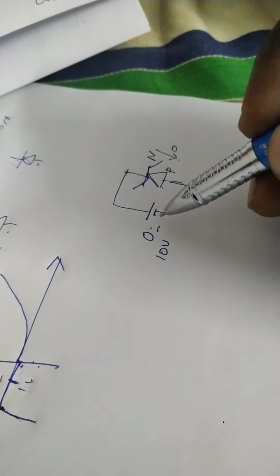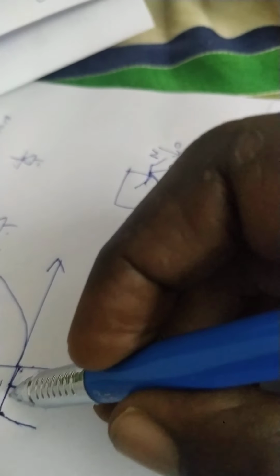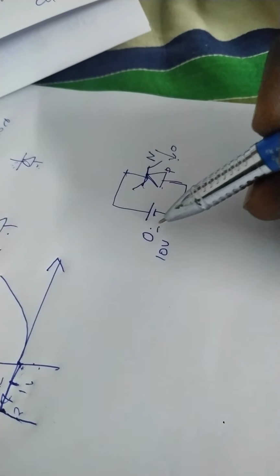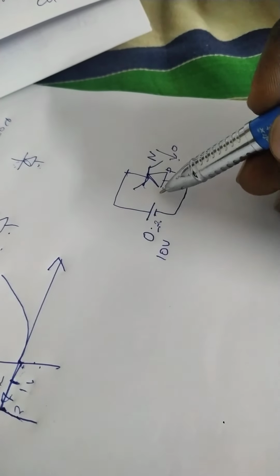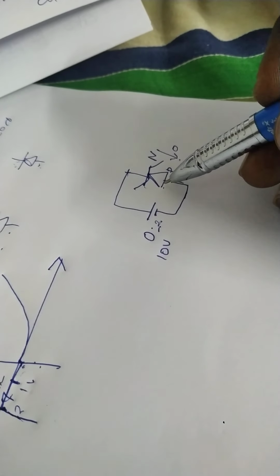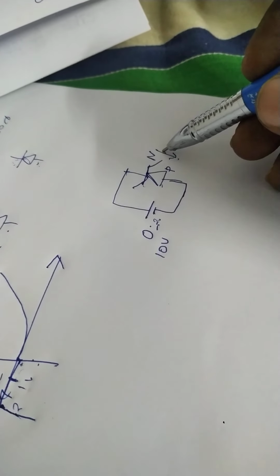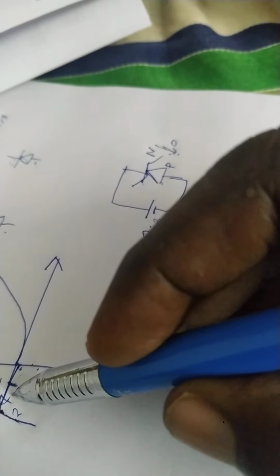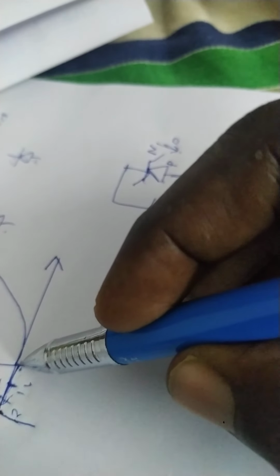Then we again increase the voltage to 2 volt. Here 2 volt is applied across the Zener diode in reverse bias condition. Then again the current is 0. That is, when 2 volt comes, the current is 0.